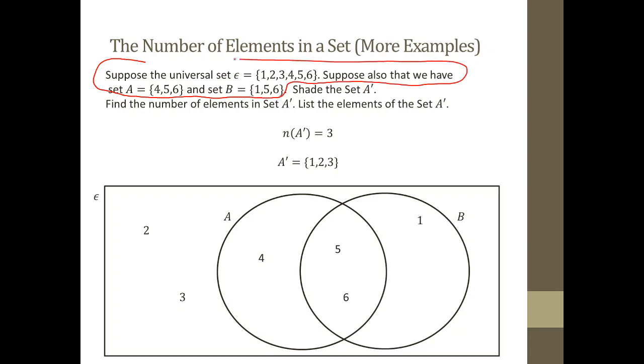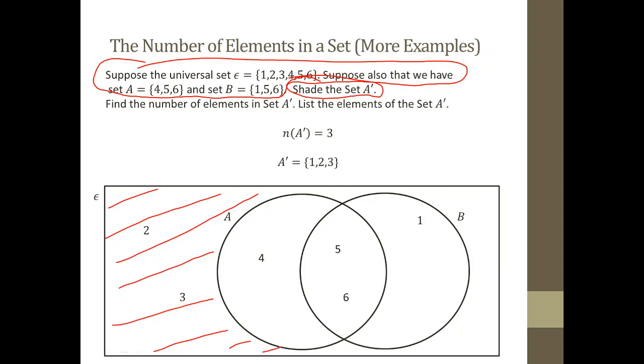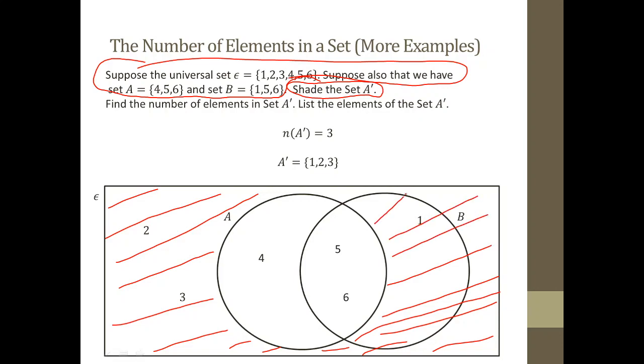So over here, the question asks us to shade the set A prime, the complement of A. We have done this before. So this is where we shade A prime. Find the number of elements in the set A prime. So 1, 2, 3. So n(A prime) equals 3.